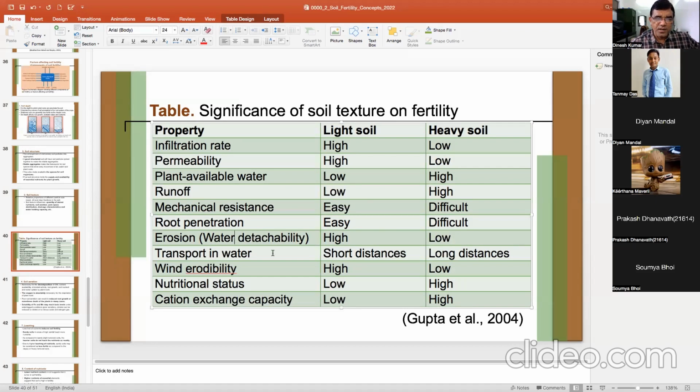Transport in water: short distances in light soil, but in heavy soil, because more capillaries are there, long distances. Wind erodibility: high, low. Nutritional status, therefore, low and high. So finally, light texture soils are low in fertility and heavy texture soils are high in fertility. And CEC low and high. So you can see these differences.